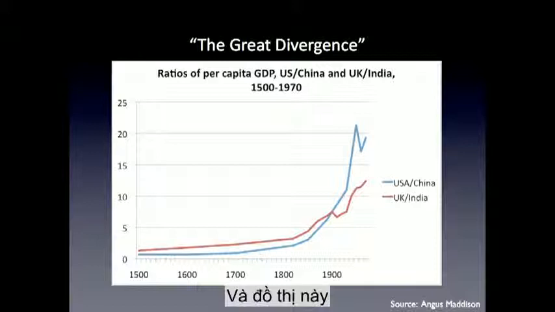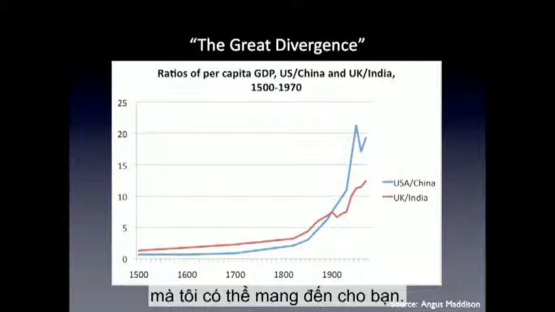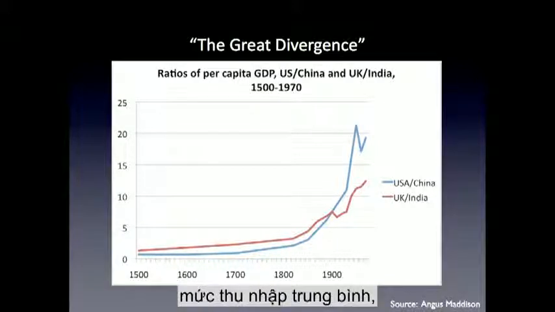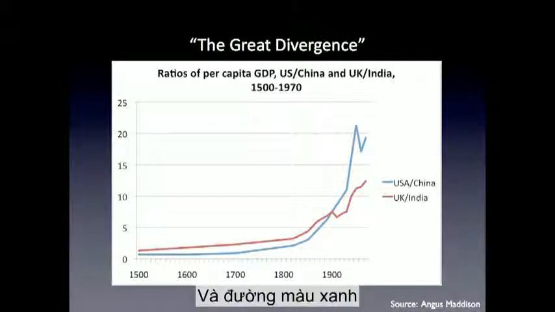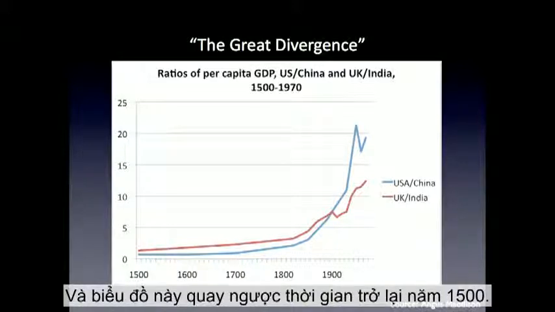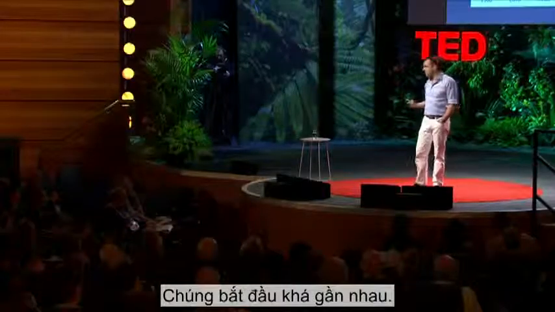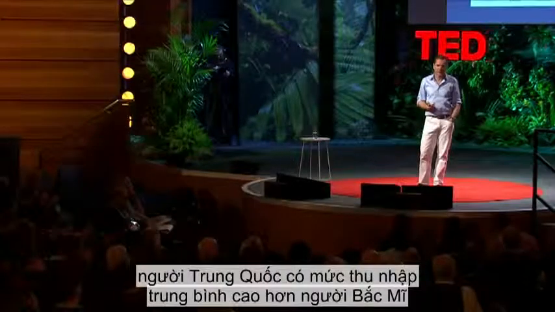And this slide here is the best simplification of the Great Divergence story I can offer you. It's basically two ratios of per capita GDP, per capita gross domestic product. So average income. One, the red line, is the ratio of British to Indian per capita income, and the other, the blue line, is the ratio of American to Chinese. And this chart goes back to 1500. And you can see here that there's an exponential great divergence. They start off pretty close together. In fact, in 1500, the average Chinese was richer than the average North American.